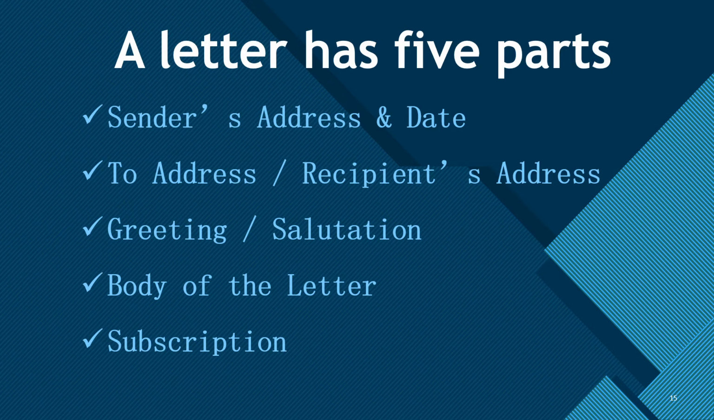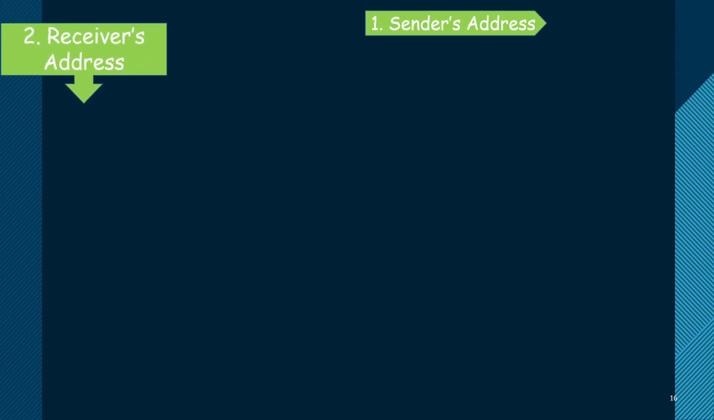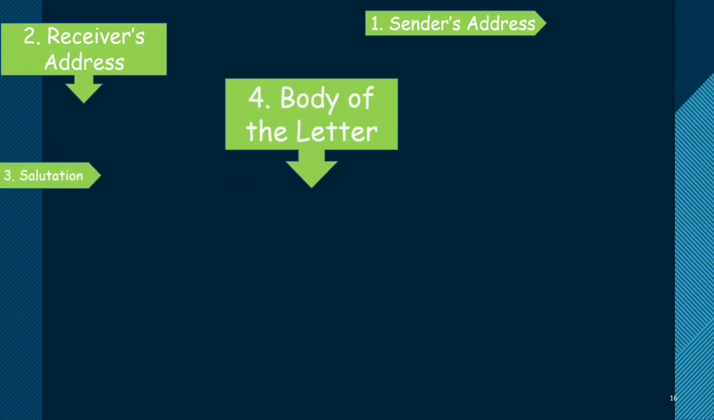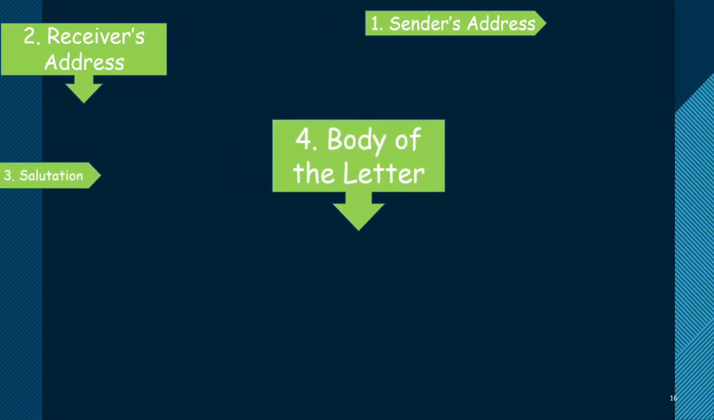So now we see this in an example. Here in the right corner we have to write the sender's address, and down here the receiver's address, and below that the salutation. In the middle of the letter, the body of the letter has to be written, and finally in the right bottom corner I have to write the subscription, that is leave taking.